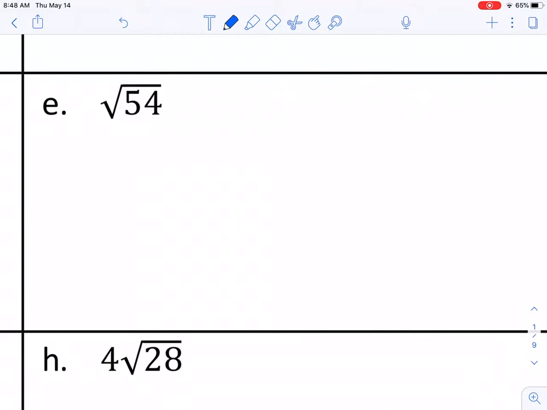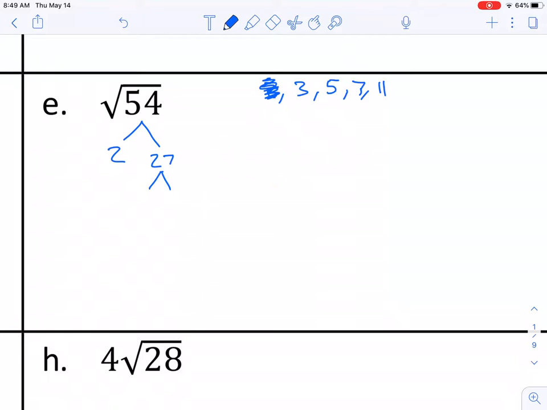Okay, let's break down 54. I'm going to keep using blue. This is even, so I know 2 will work. And then we're dividing, so 54 divided by 2 would give us 27. Now 27 will not break down with a 2, so let's see if 3 works. 2, 3, 5, 7, 11. So with 2, we could only take 1 out.